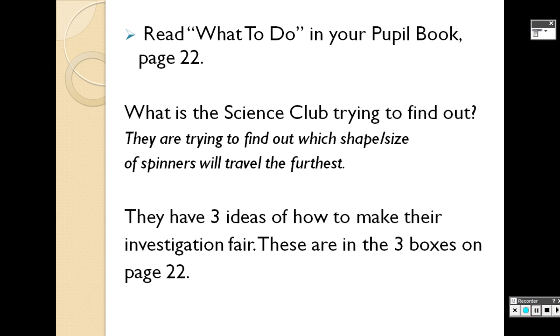I'd like you to read What to Do in your pupil book, page 22. While you're reading, you can pause this recording.